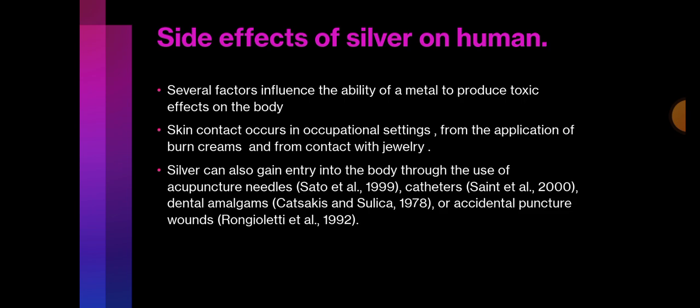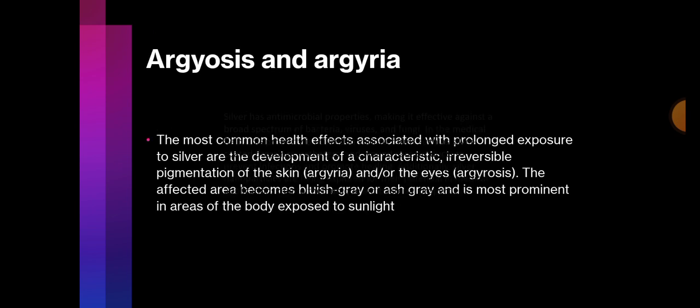Argyrosis and argyria. The most common health effects associated with prolonged exposure to silver are the development of characteristic, irreversible pigmentation of the skin. The affected area becomes slate gray or ash gray and is most prominent in the areas of the body exposed to sunlight.